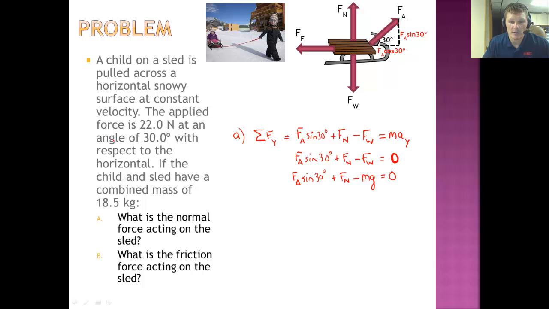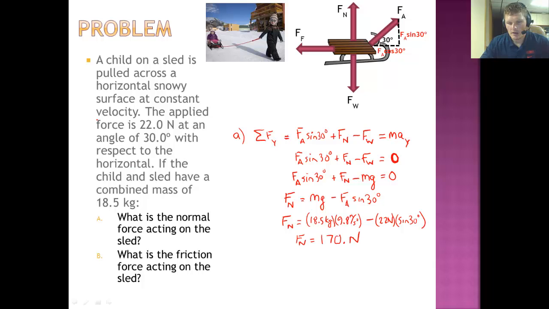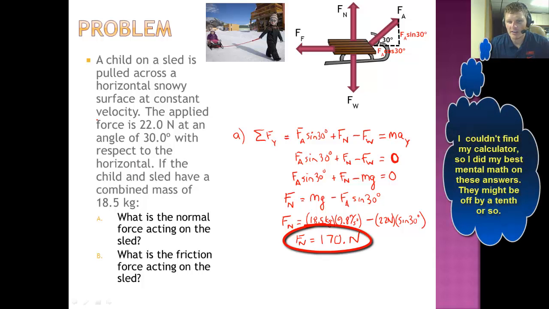Personally, I don't like to plug the numbers in just yet. I'm going to add the mg term to both sides of the equation, and I'm going to subtract F sub A sine 30 from both sides to get F sub N by itself. Now would be a good time to substitute in all the values. If you have a calculator handy, go ahead and crunch these numbers, and you should get the normal force to equal about 170 newtons.